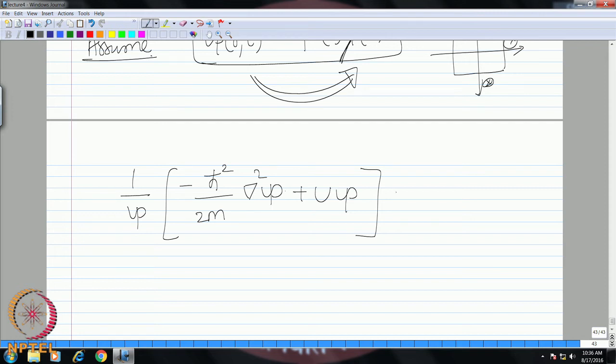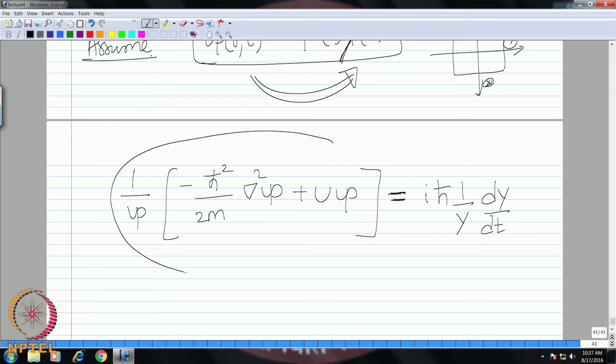The other ODE with respect to time will be i h bar 1 by y dy by dt. Is that okay? So, this is now converted such that this is an ODE with respect to space and this is an ODE with respect to time. Now, where is the ODE now? Still this is a single equation.